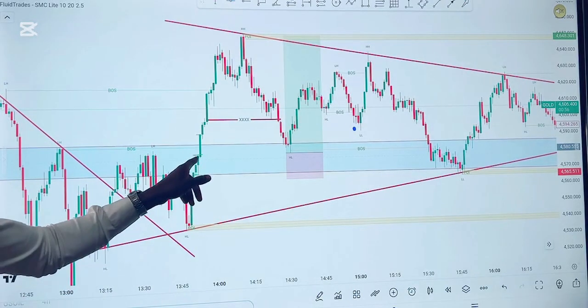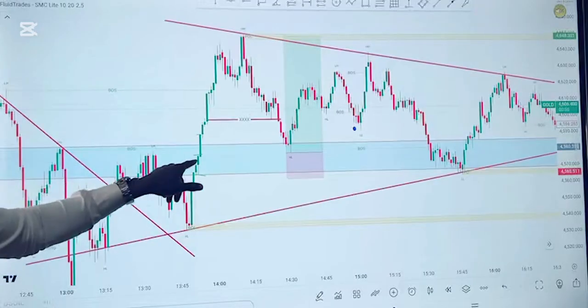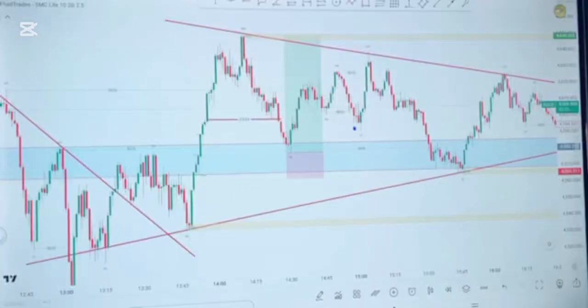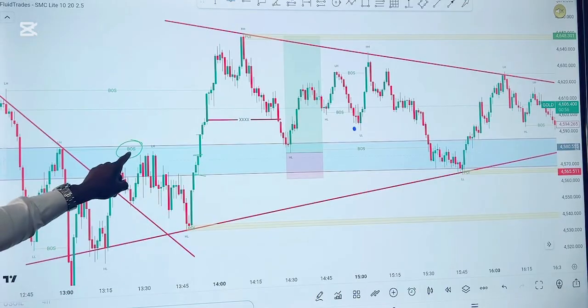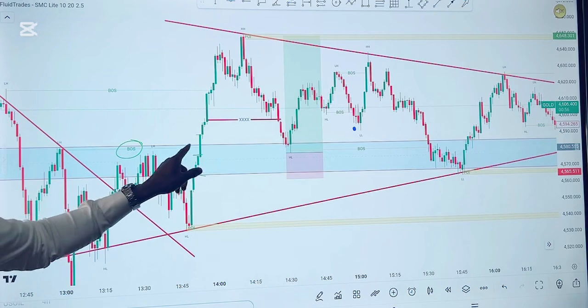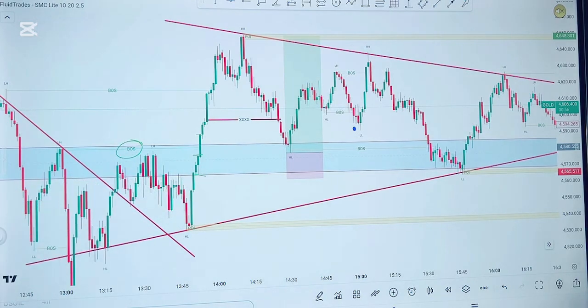But we cannot call this an order block without seeing a break of structure. We cannot call it a valid order block without seeing a break of structure. So first we saw our break of structure here, making this a valid order block. This break of structure is confirming this order block. It is signifying a bullish direction.